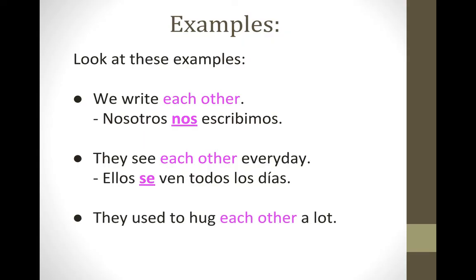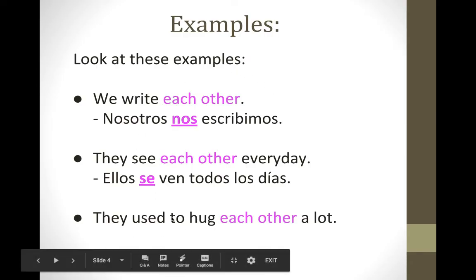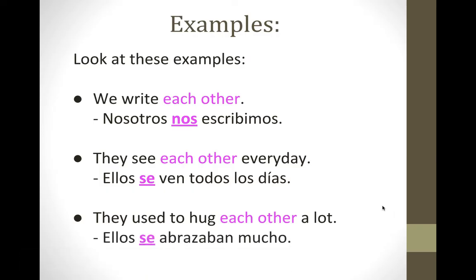One more example. They used to hug each other. The verb to hug is abrazar. The infinitive to hug each other would be abrazarse. When I conjugate that and put this in the sentence, which you'll notice is an imperfect sentence, you would get ellos se abrazaban mucho.